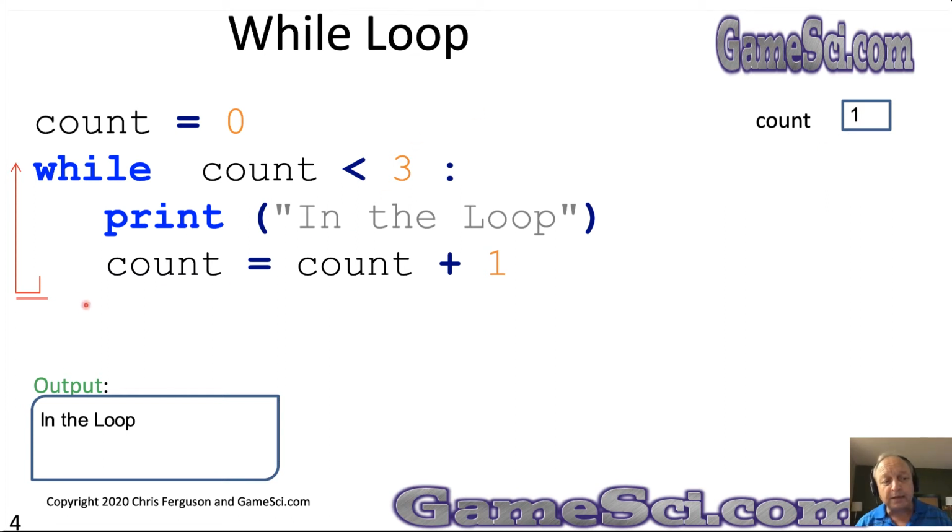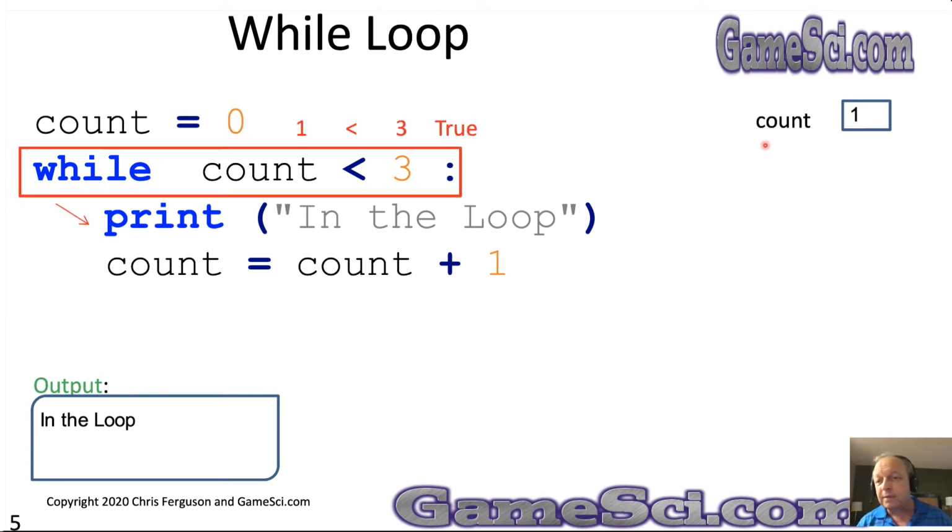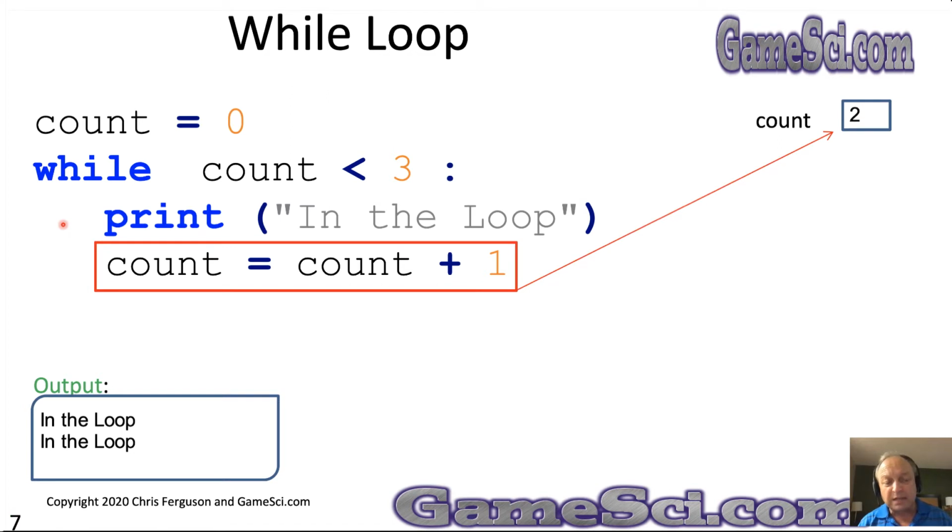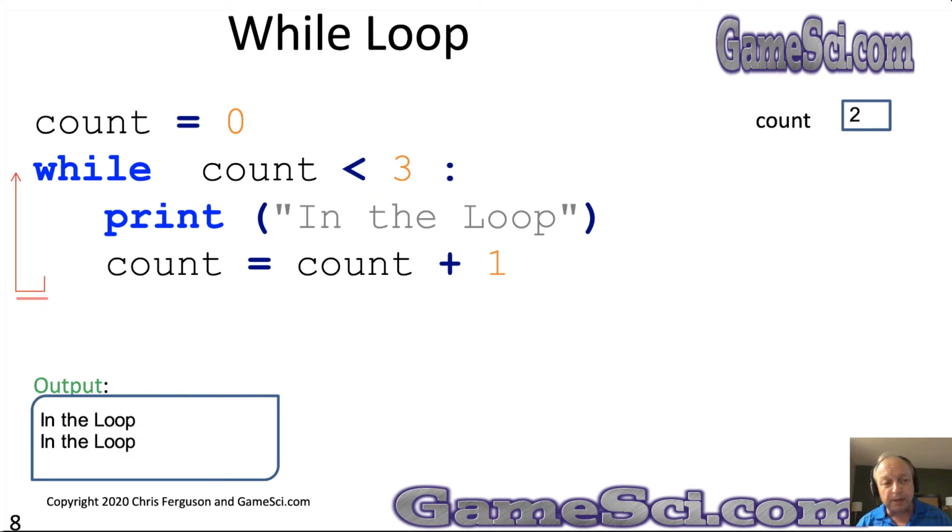When we reach the end of the indented code, we will spin back up. There's sort of an invisible trampoline here that says, okay, you hit this point, bounce back up to here and evaluate the while again. This time count is equal to 1, so 1 less than 3 is still a true statement. We're going to go inside the code and execute the indented code. We'll print "in the loop" a second time. We'll continue to execute the indented code, and count equals count plus 1 will update the count variable to a 2. Spinning at the end of the loop back up to execute the while statement again.